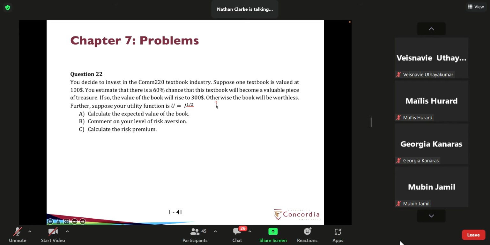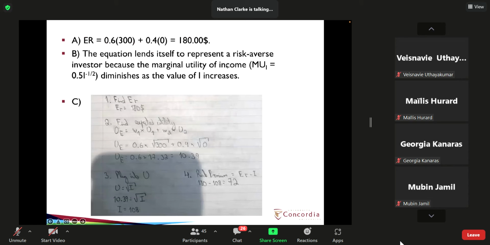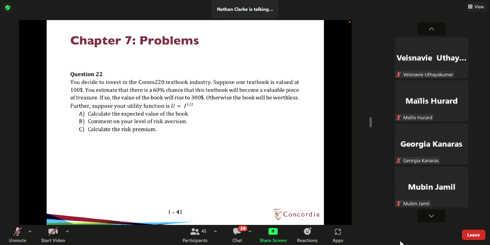If it was a 1, or nothing, because that would be equivalent to a 1, then they're risk neutral. If there's a 2, then they're risk loving. Just remember those 3 different identifying characteristics. So for B, he's risk averse. You can just look at the exponent. Then C says calculate the risk premium.